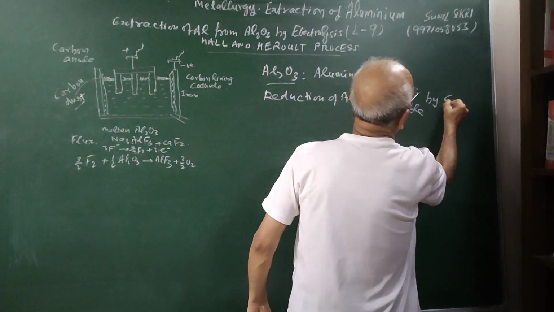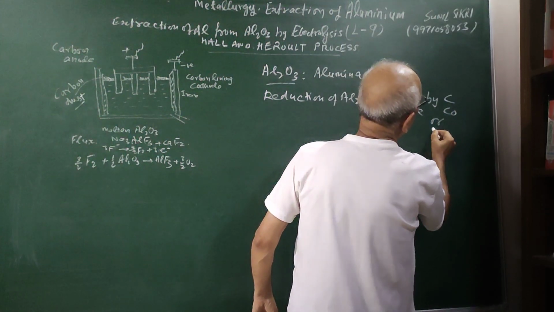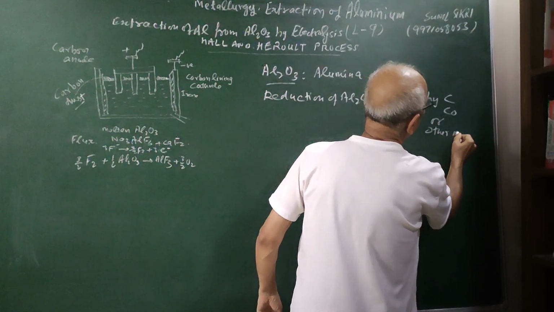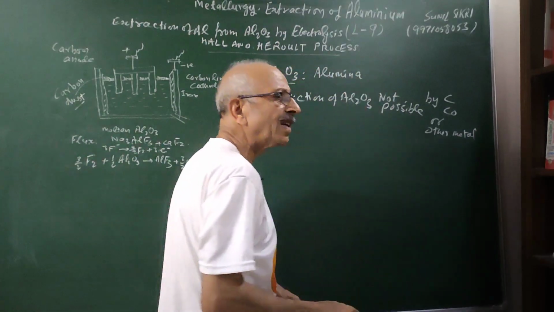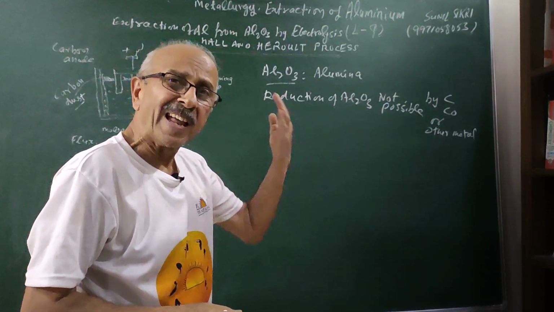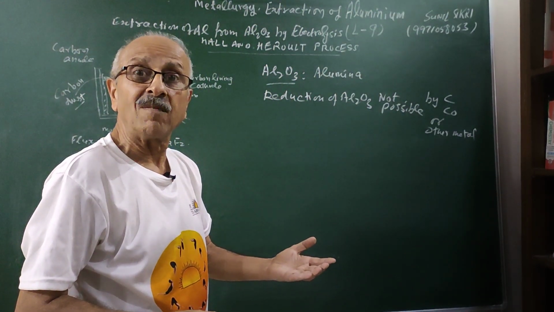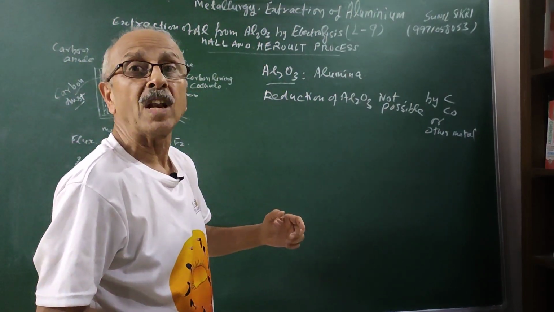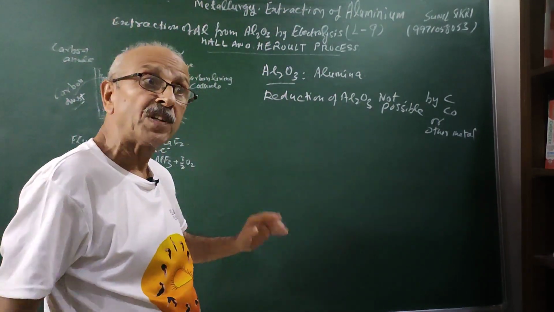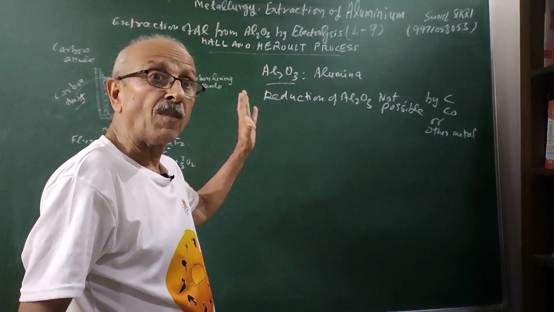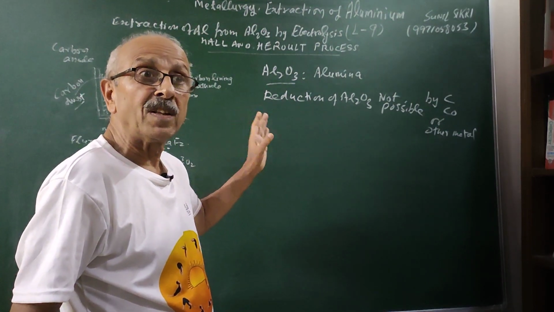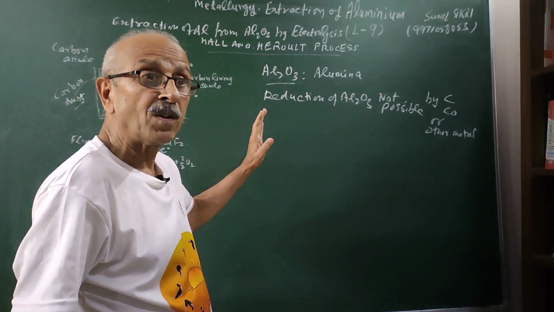carbon monoxide or other metal. Now, because aluminium is a reactive metal and lies at the lower side of the Ellingham diagram, it is difficult to reduce alumina. You can go and see the Ellingham diagram which I have discussed, and the complete graph is given in all the books.